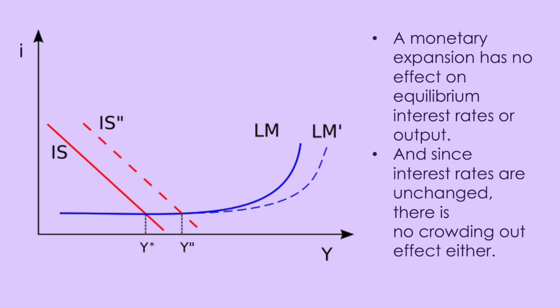This is the example of the graph. A monetary expansion, which is the shift of the LM curve to the right, has no effect on equilibrium interest rates or output. However, in fiscal expansion, the shift of the IS curve to the right leads to a higher level of output, from Y to the right, with no change in interest rates. Since interest rates are unchanged, there is no crowding out effect either.